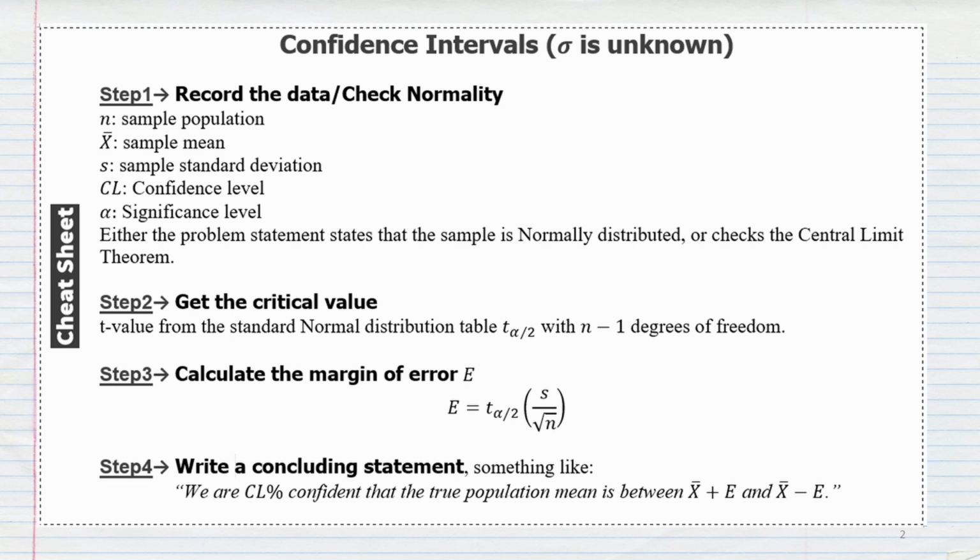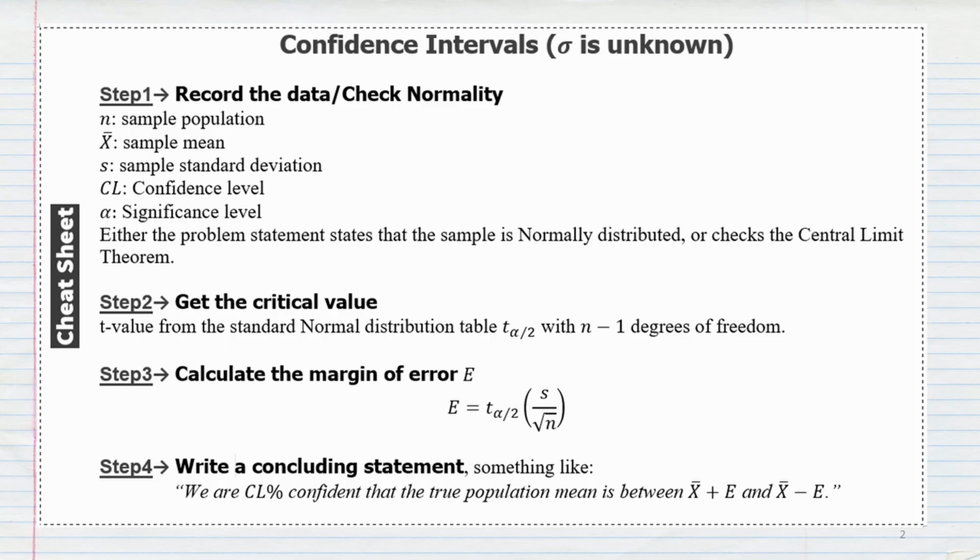Notice that the steps to follow are the same as when using the z-distribution, except step number 2, in which we use the t-table and the degree of freedom, which is the sample size minus 1, to obtain the critical value. In step 3, we calculate the margin of error. And finally, in step 4, we make a concluding statement.